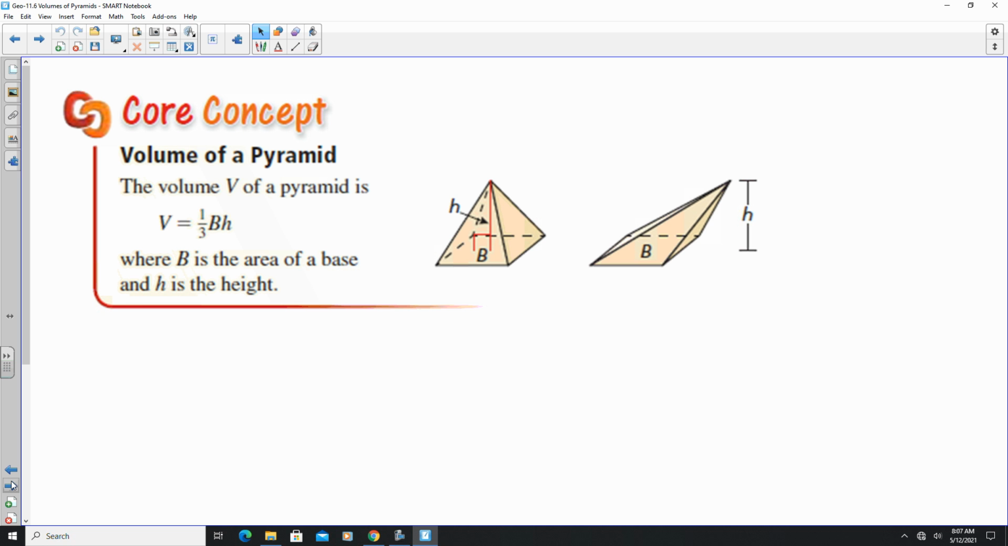So the theory is you can fit three pyramids in one prism. So that is the theory. And again, it doesn't matter if it's a right angled pyramid or a truncated pyramid. The height is what you are looking for.